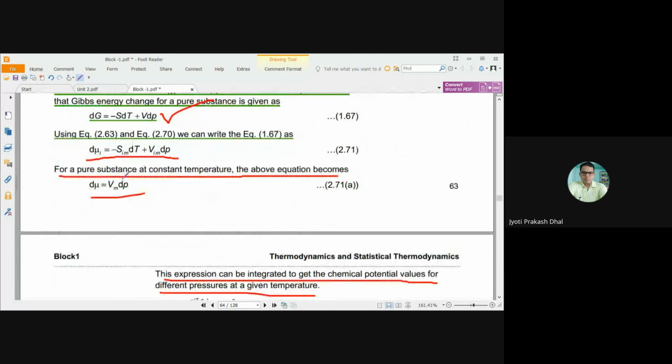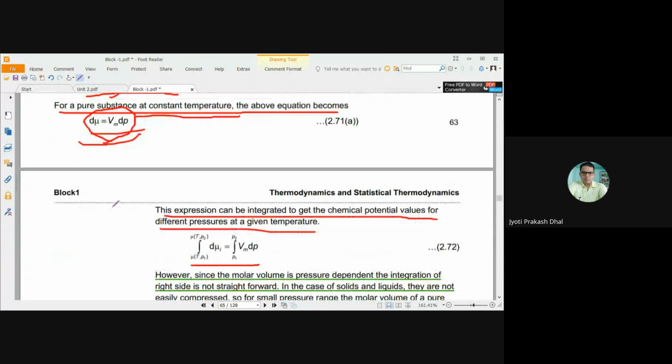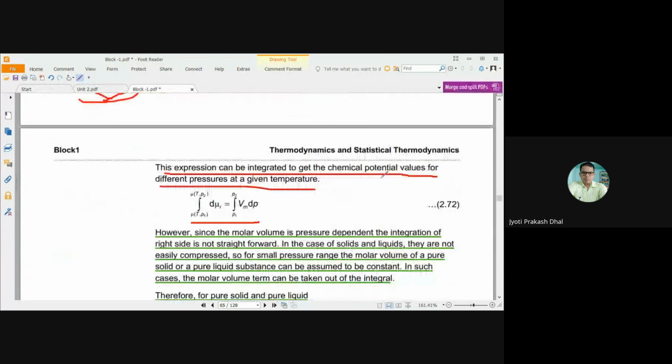Now comparing the above equation to dμ = -S_m dT + V_m dP. If you compare both the equations for a pure substance at constant temperature, dT will be 0. So the above equation will become dμ = V_m dP. This expression can be integrated to get the chemical potential value at different pressures at a constant temperature.